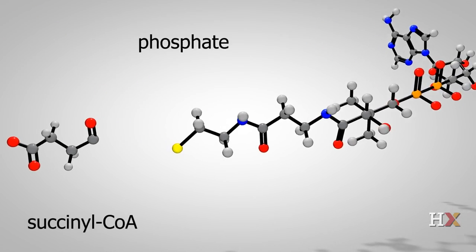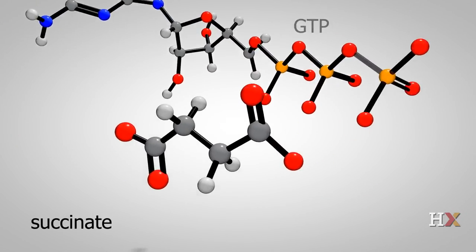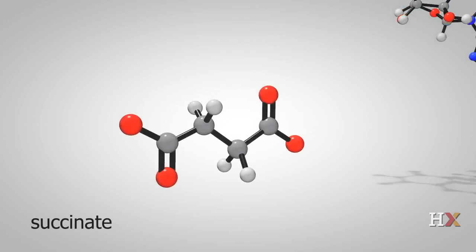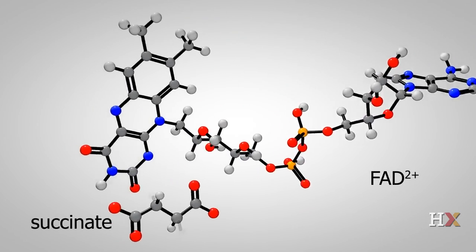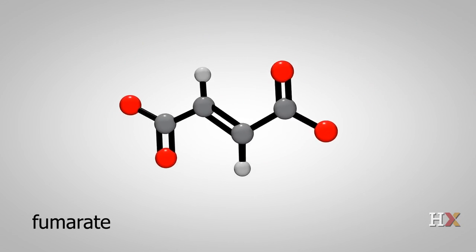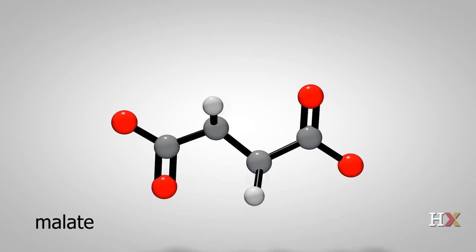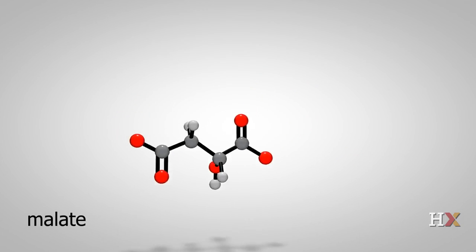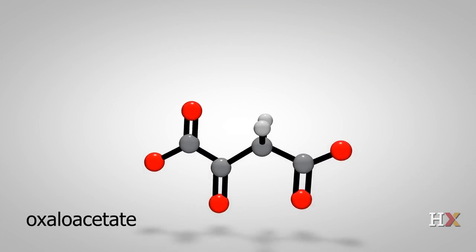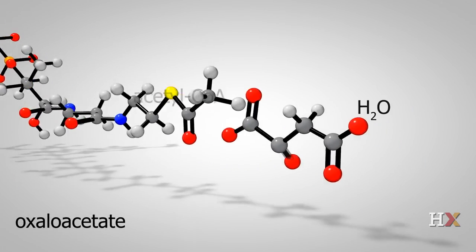The conversion of succinyl-CoA into succinate is an exergonic reaction coupled with the synthesis of GTP from GDP. The cycle now begins its regeneration of oxaloacetate. Succinate undergoes dehydrogenation, creating fumarate and donating 2 hydrogen atoms to FAD to make FADH2. Fumarate is then hydrated to form malate. Finally, malate undergoes dehydrogenation, forming oxaloacetate and reducing NAD+ into NADH. The oxaloacetate combines with another acetyl coenzyme A in the next cycle.